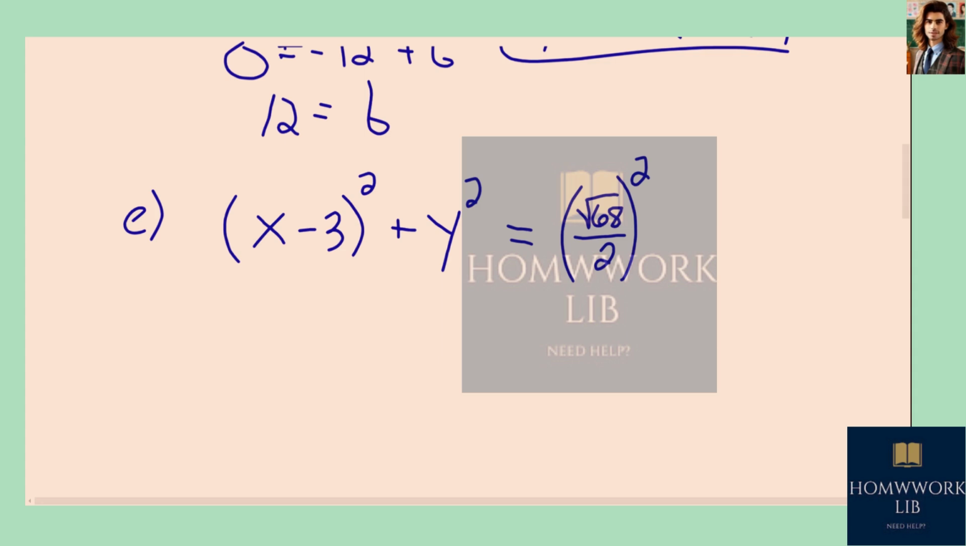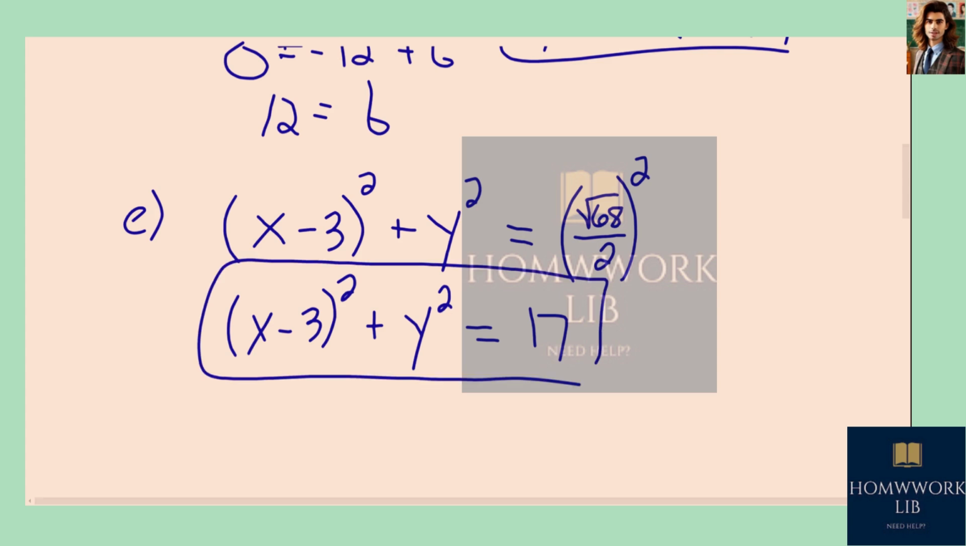We can go further with this. The square root of 68 squared is 68, over 2 squared is 4. 68 over 4 is 17. So x minus 3 squared plus y squared equals 17 is your equation of a circle.